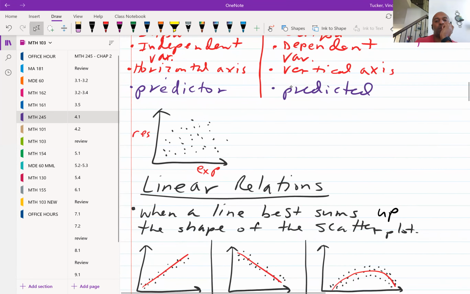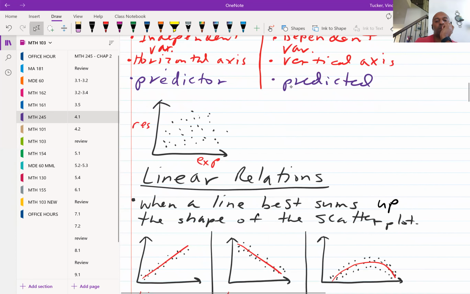So everybody done with that? Okay. So a linear relation is when a line best sums up the shape of the scatter plot.